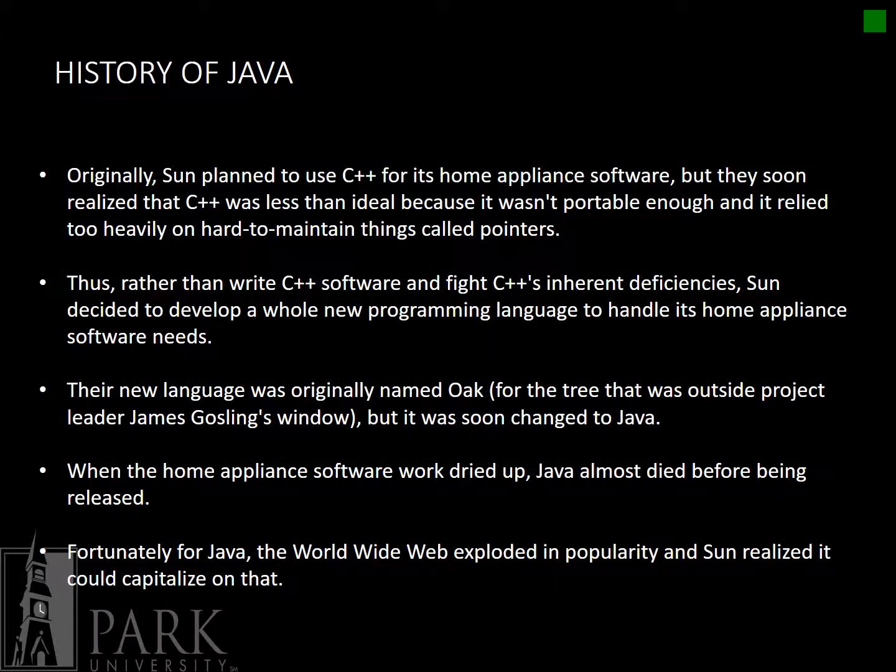Originally, Sun wanted to use C++ for it, but then they found out, hey, it's kind of hard to maintain all these pointers and stuff, and we'll talk about pointers when you get to C++. They wanted something that was easier to write code for to handle all these different appliances. And so this is where Java came to be. It was called Oak and so on and so forth, and we don't really care about that.